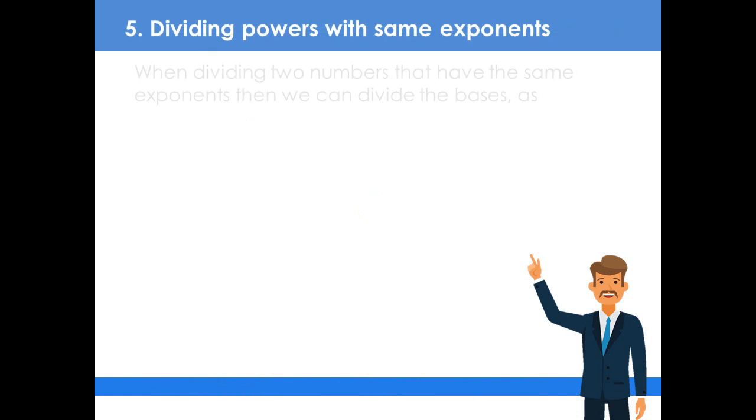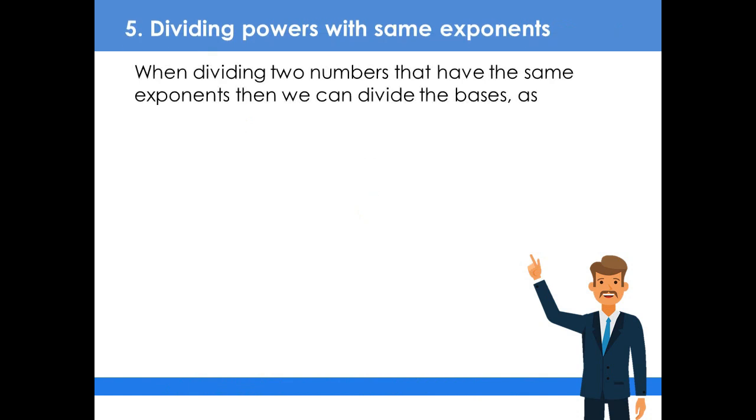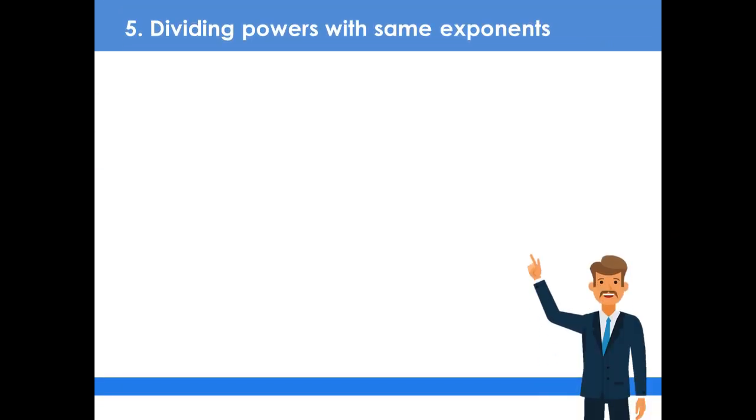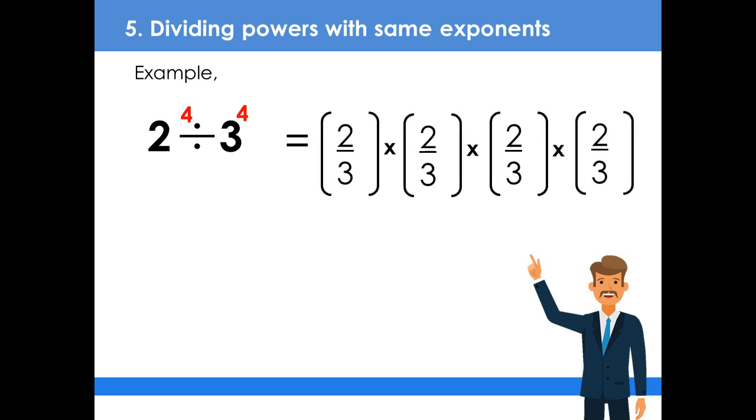Fifth law, dividing powers with the same exponents. When dividing two numbers that have the same exponents, we can divide the bases: x raised to m divided by y raised to m equals x divided by y whole raised to m. For example, 2 raised to 4 divided by 3 raised to 4 equals 2 divided by 3 whole raised to 4.